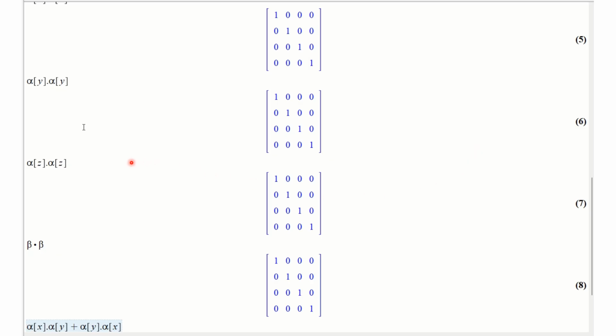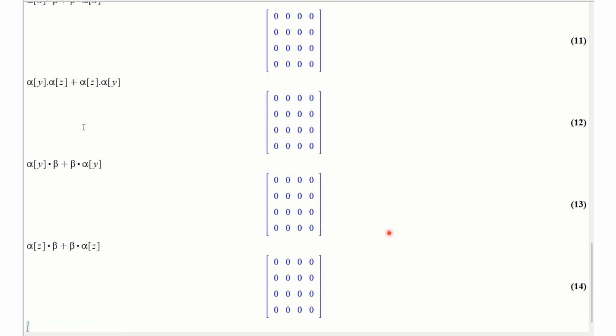Now let us check the last command, alpha x alpha y plus alpha y alpha x. This should anticommute. It means that it should give you a 0 result. It is offering a 4 by 4 zero matrix. Now the other pairs: alpha x alpha z, alpha x beta, alpha y alpha z, alpha y beta, then alpha z beta, all are listed, and those are apparently 12 terms making 0.